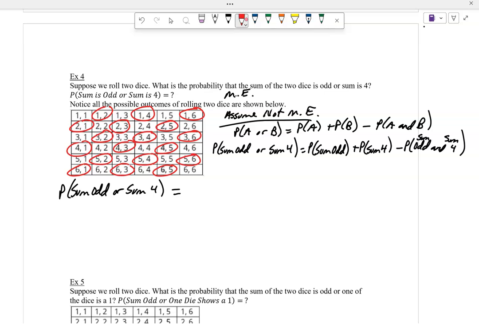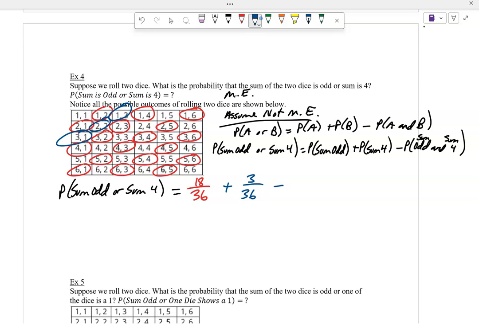Looks like I got 18. There's 36 possible rolls. There's the probability that the sum is odd on the 2 dice that we roll, right? Now, how many of these have a sum of 4? Those ones in blue. It looks like we have 3 out of 36.